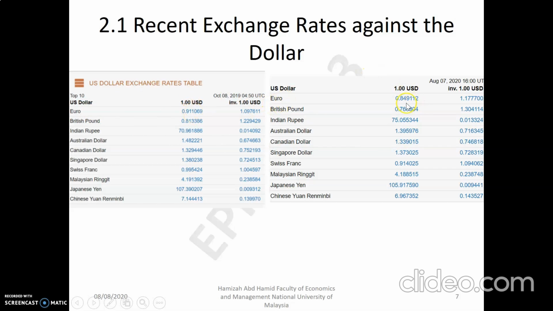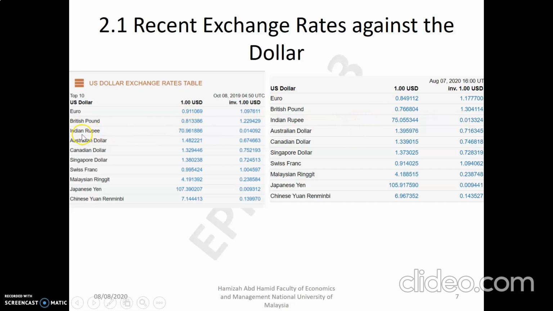But now, in August, it is 85 cents for a US dollar. So what does that mean? The euro is strengthening against the US dollar. And in reverse, the US dollar is depreciating or weakening against the euro. Okay, same case for the pound.